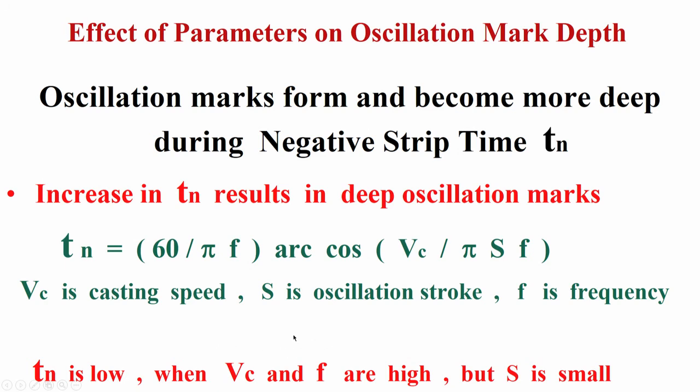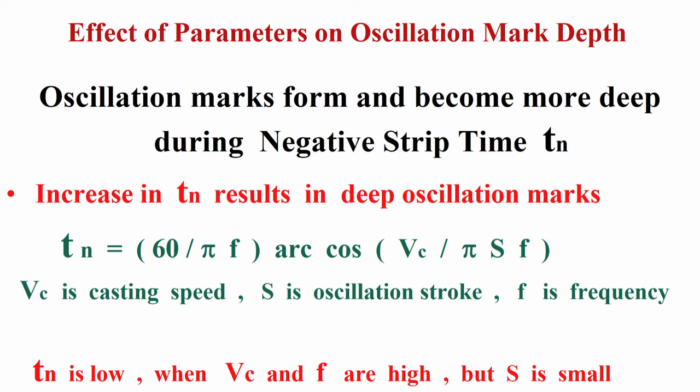So, either the casting speed is relatively high or the mould frequency is relatively high, then only we can get low Tn, or our stroke should be relatively small. So, Vc, there is a limit to what extent we can increase the casting speed. If you go to very high casting speed, the average shell thickness will be less, and there is a possibility of breakout formation.